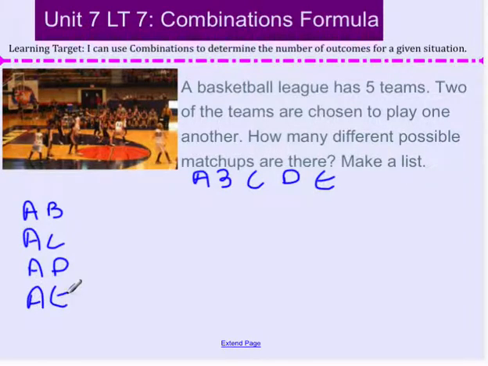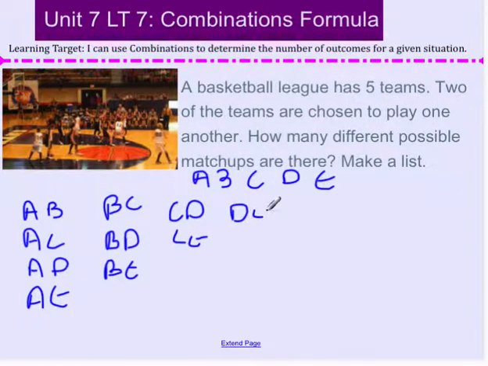Now, let's write out some other pairs. Well, I don't need to write that Team B can play Team A, because Team A playing Team B is the same as B playing A. So here the order doesn't matter. Team B can also play Team C, Team B can play Team D, Team B can play Team E. Same with C, we're going to go CD and then CE. And last but not least, we're going to have DE.